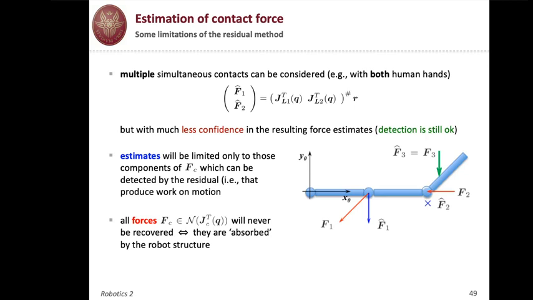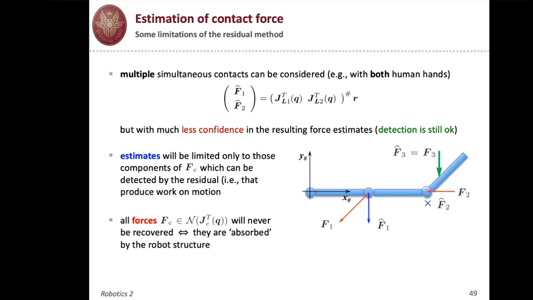For instance, in this three-link case, if you have a force applied at the end of the first link, F1, the red arrow, this can be decomposed in two parts, one normal to the first link and another along the first link. This is balanced by the internal forces of the structure. So the only thing that you can estimate is the component normal to the link. So F hat 1 is the blue arrow that you see.